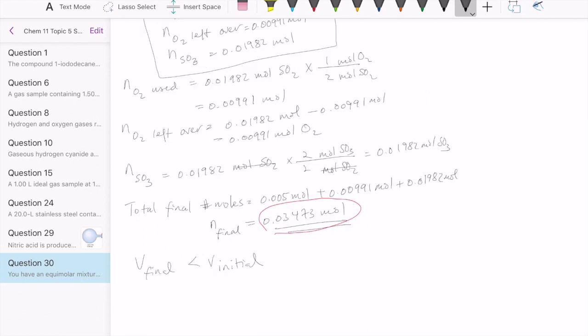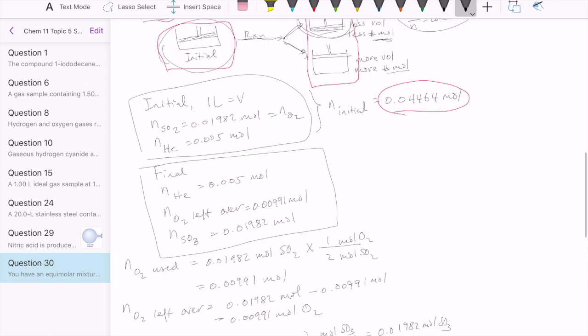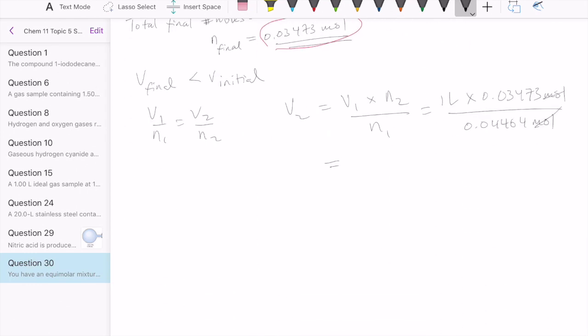And so the question is, how do you calculate that final volume? Remember, we can use that Avogadro's relationship. V1 n1 is V2 n2. V2 is just V1 times n2 over n1. Our V1, remember, was 1 liter. Our n2 is this number that we just calculated. Our n1 was the 0.04464. And if you calculate all that, you get 0.778 liter. Now, that's the new volume.